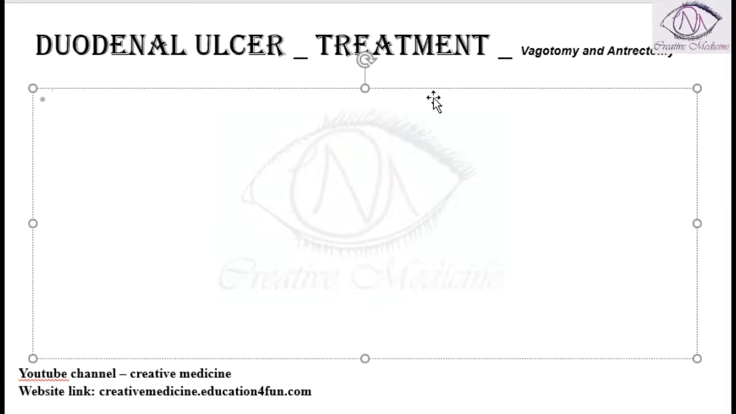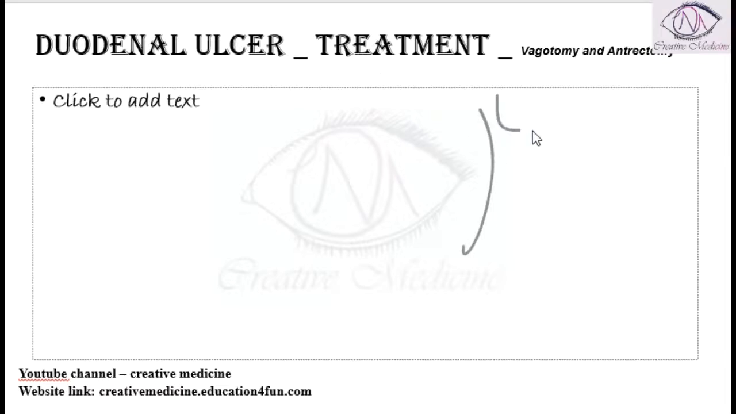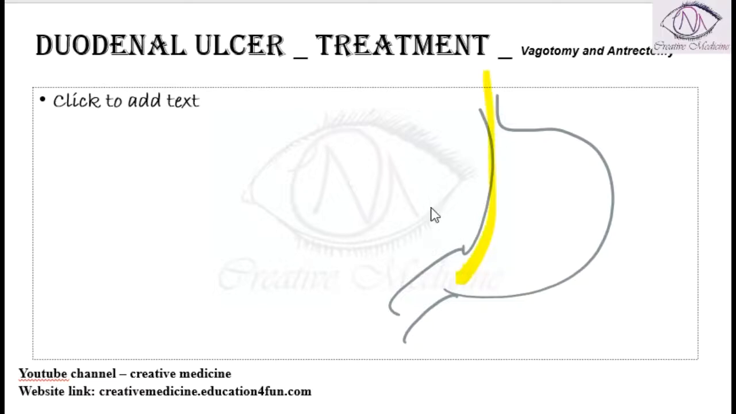Now, the next type is duodenal ulcer. In the treatment, we have vagotomy and antrectomy. Here, in vagotomy and antrectomy, a vagotomy is done. Mainly a truncal vagotomy is done. Along with that, you will also remove the antrum. So, the ulcer part is also removed.